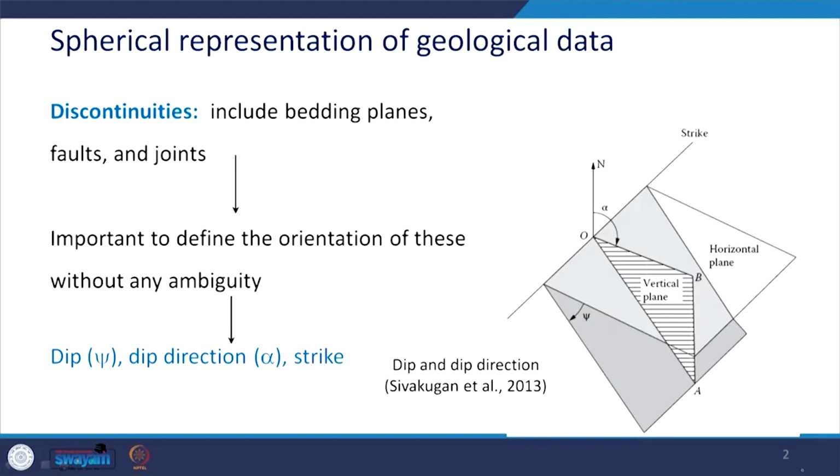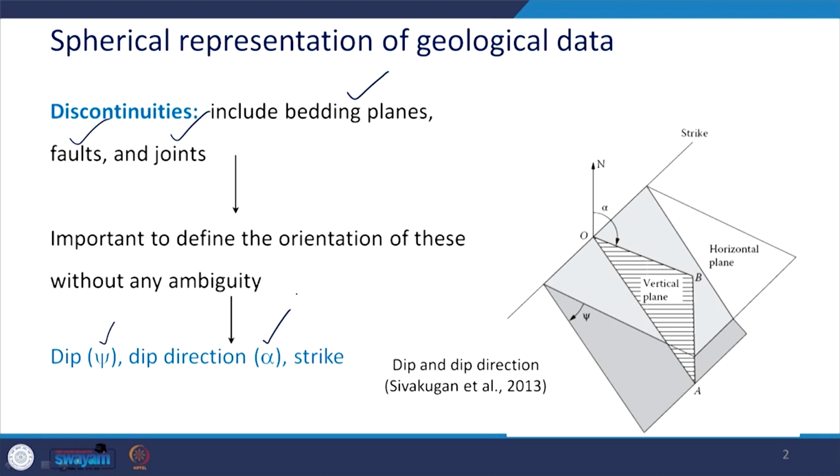So, today in this lecture we are going to learn some of the basics related to the geological representation in a graphical manner. To start with, I mentioned to you that we have various discontinuities. These include bedding planes, faults and joints. It is important to define the orientation of these without any ambiguity, and we have already seen that to define the orientation of these discontinuities, what we need is dip, which is represented by the angle psi, dip direction represented by angle alpha, and strike.